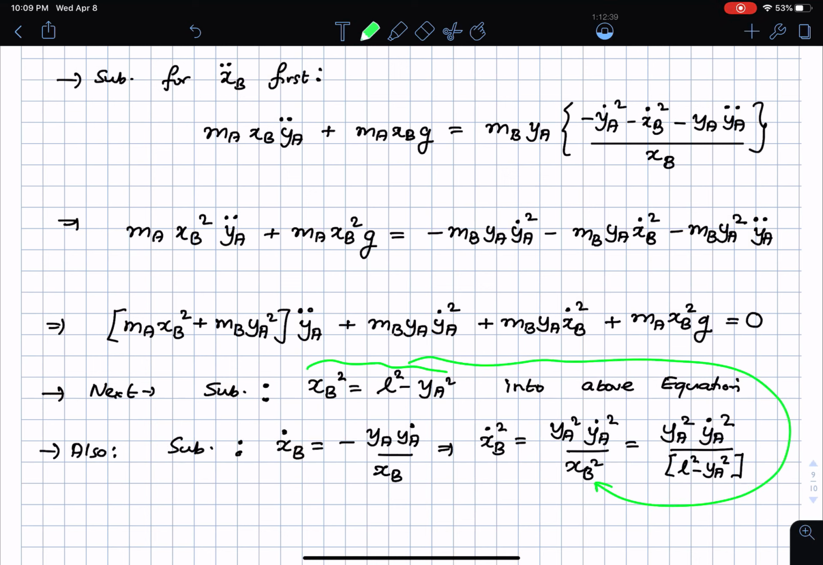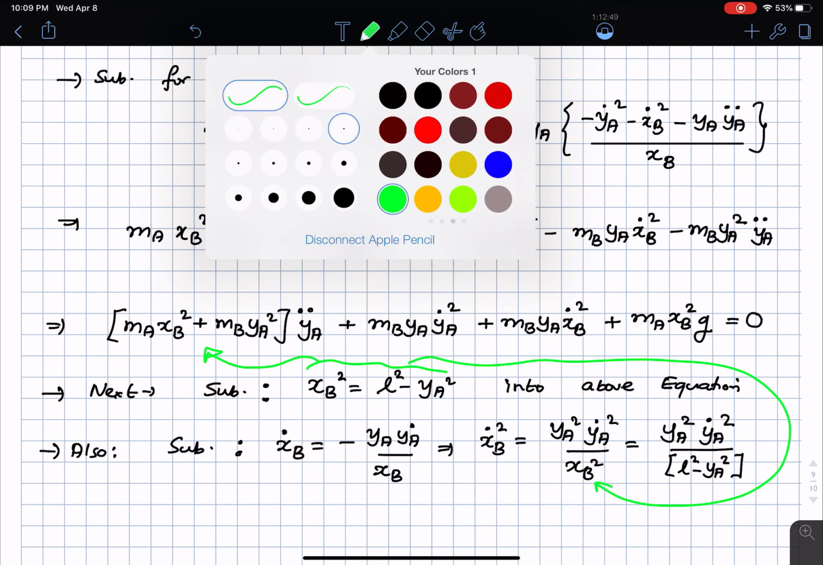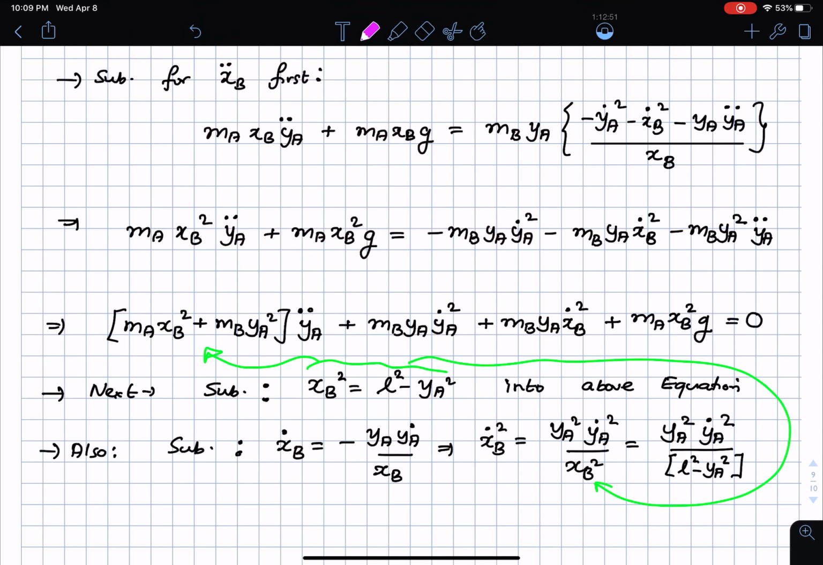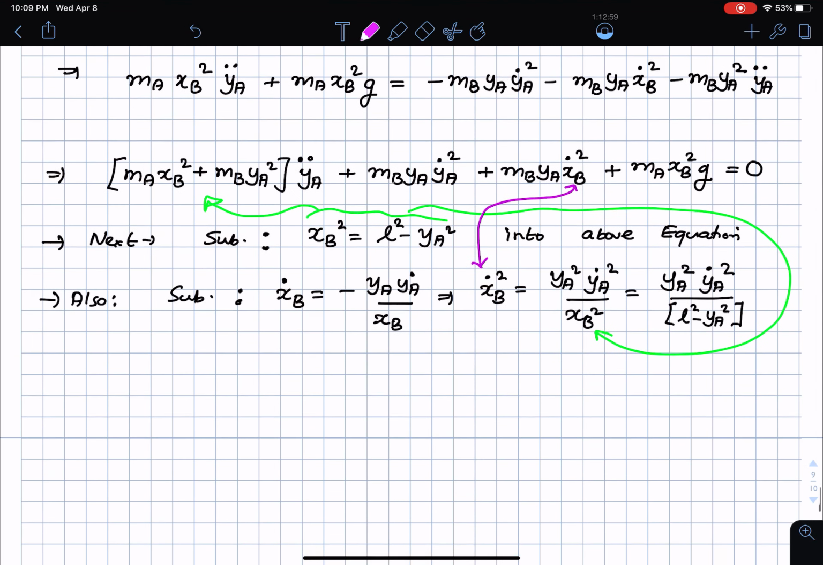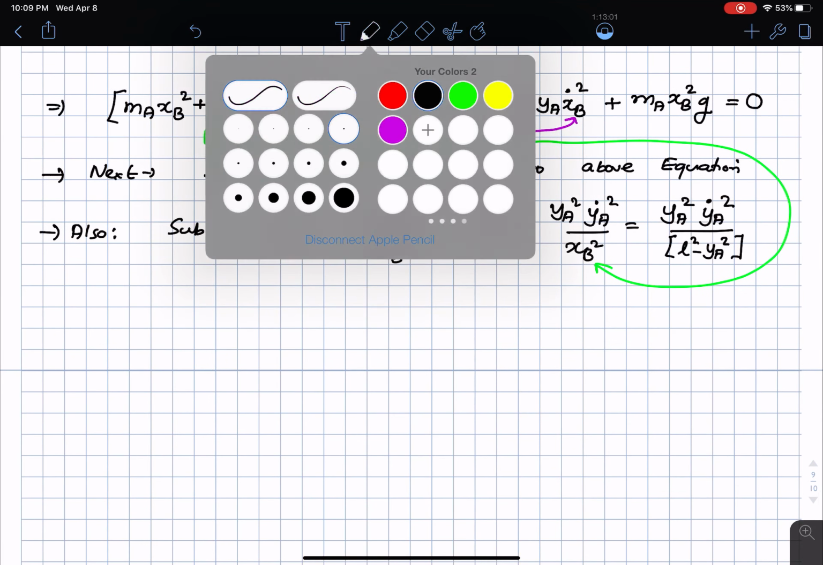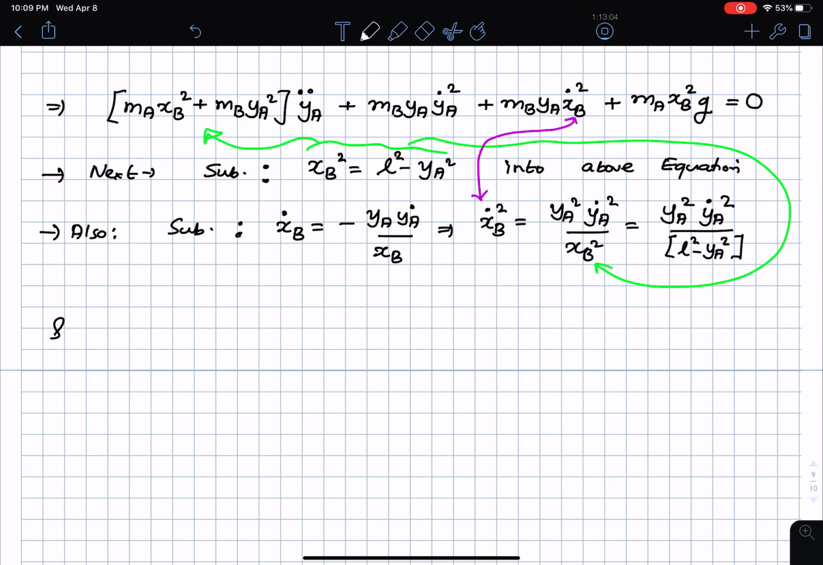I'm going to take that and substitute it into the above equations as well. Wherever I see an xb square, I'm going to take this xb dot square and substitute that into this term here. So I'm going to do these substitutions, and here is what I end up getting. Substitute for xb square and xb dot square into the differential equation.